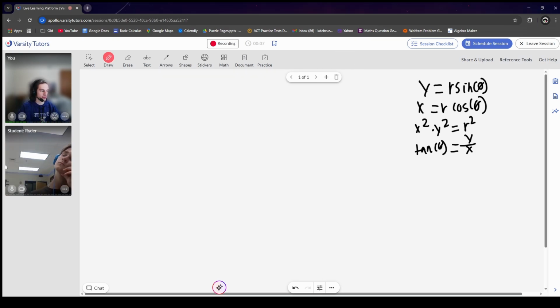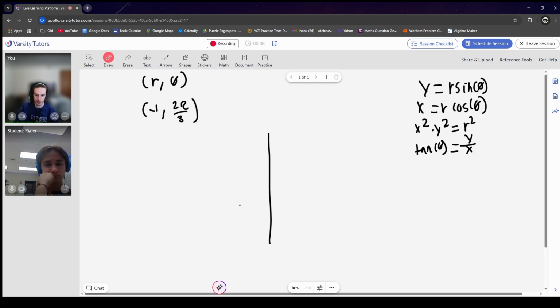Okay, so let's say we have this in polar: negative 1, 2 pi over 3. What is this in rectangular coordinates? Let's see. I honestly don't remember. Okay, polar coordinates are of the form r, theta, where you first spin an angle and then you go out a radius. And then this is your point right here. These are the equations on the right side that we use to convert.